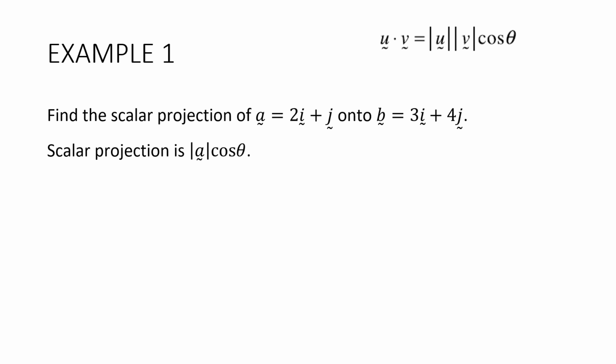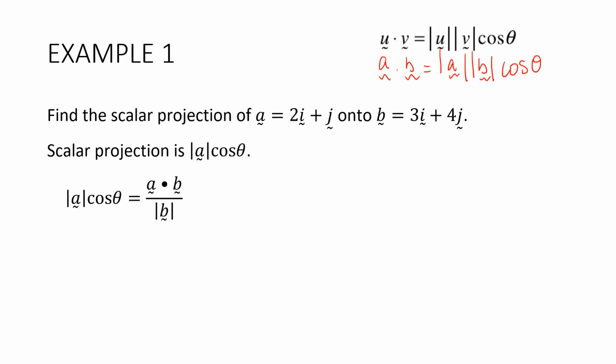We need to rewrite it for A's and B's instead of u's and v's, but this is A dot B, which is equal to the magnitude of A, magnitude of B, cos theta. And then if we divide both sides by magnitude of B, we end up with that formula. And B over the magnitude of B is the unit vector B. Either way, let's do the question now. We know what A is. That is 2i plus j.